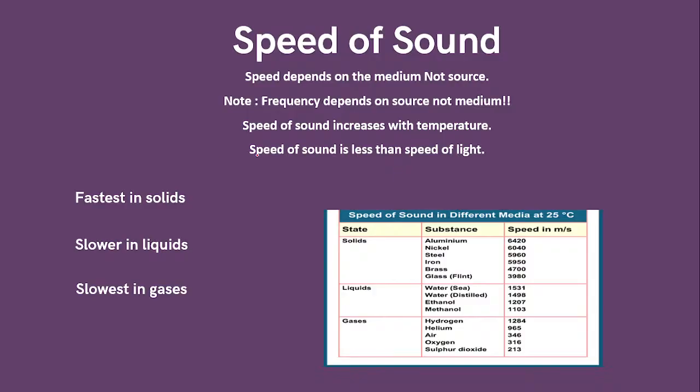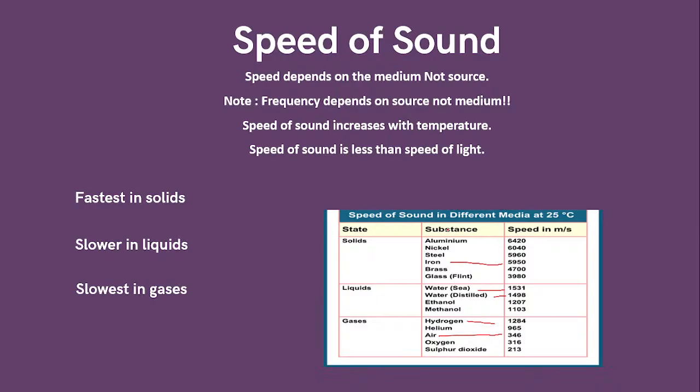Always remember, speed of sound is fastest in solids, slower in liquids, and slowest in gases. If you see the table with the columns solid, liquid, gas, these are different substances and their speeds. Iron in solid is 5950. In liquid, water speed is 1531, in distilled water it is 1498, hydrogen 1284. Air in gas is 346. You see it's the slowest.